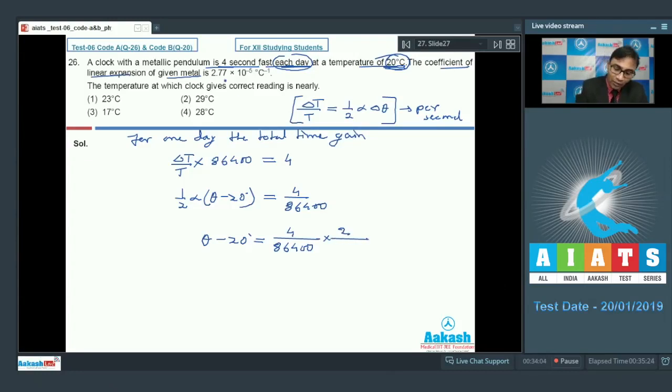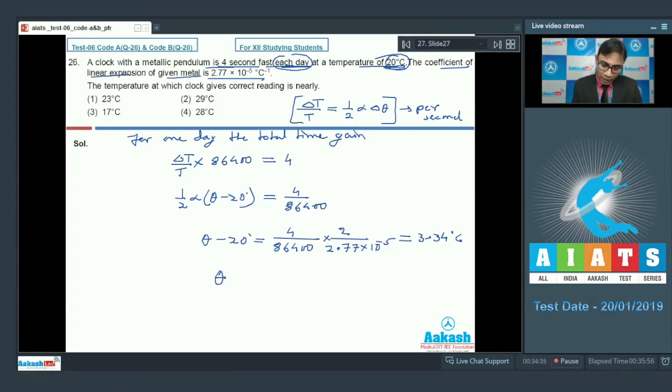And what is alpha? Alpha is given as 2.77 into 10 to the power minus 5. So this is our alpha. If I calculate this, we will get 3.34 degree centigrade. So this is our calculation.